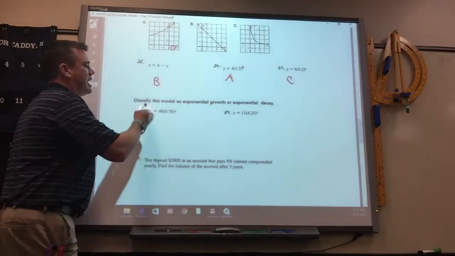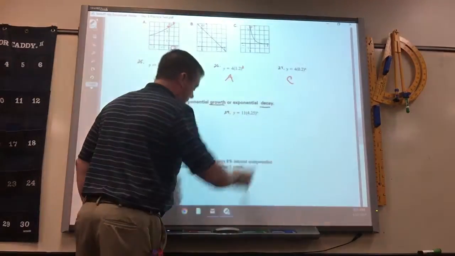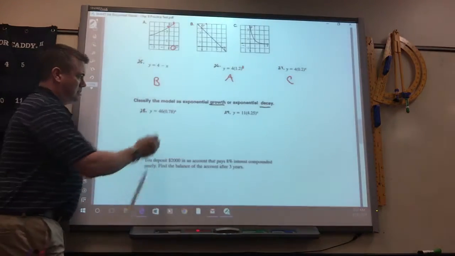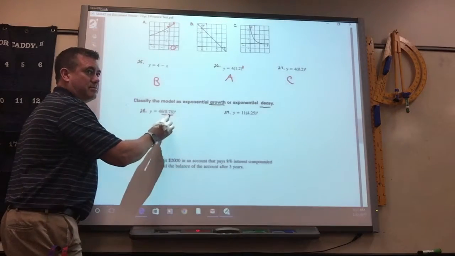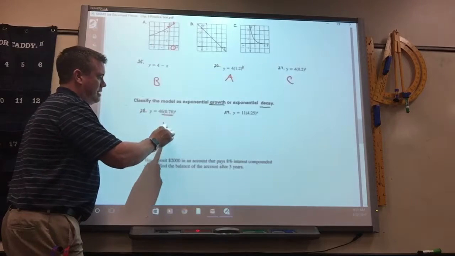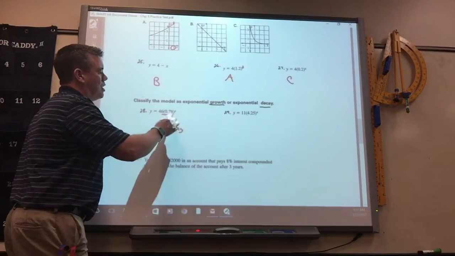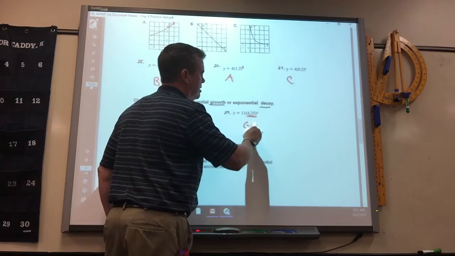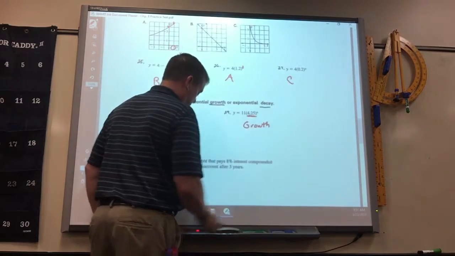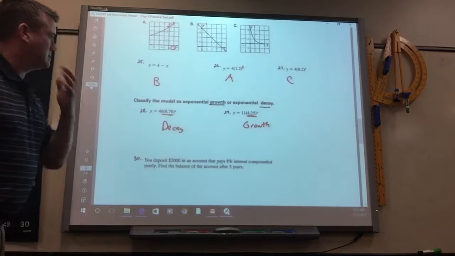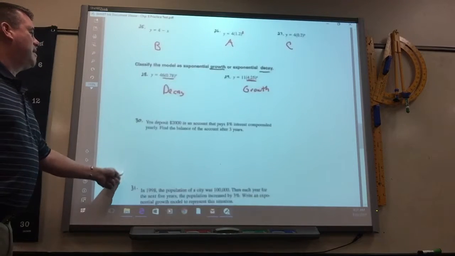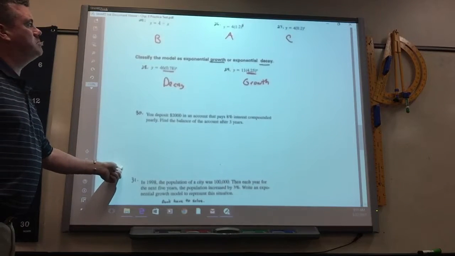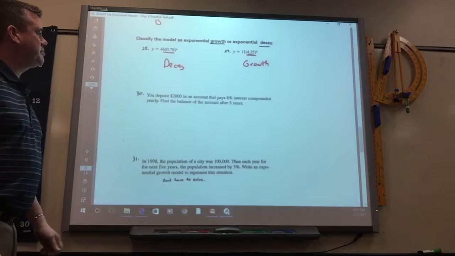Okay, remember how to classify it as a growth or a decay? You just look at this number. Growth or decay? If the number is less than 1, it's a decay. Greater than 1, it's a growth. Is the one to find a percentage? Nope. No. Just the growth or decay.